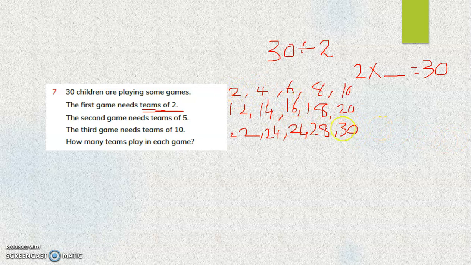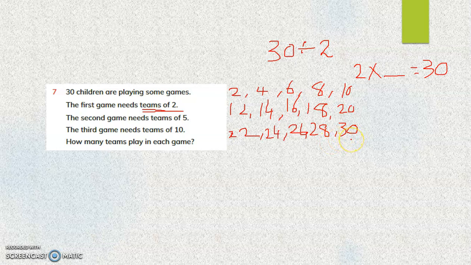You can see when you do skip counting by 2, these are multiples of 2. ഇത് തന്നെയാണ് 2 ones are 2, 2 twos are 4, 2 threes are 6, 2 fours are 8, 2 fives are 10, 2 sixes are 12, 2 sevens are 14, 2 eights are 16, 2 nines are 18, 2 tens are 20. So this is 2 11s, 2 11s are 22, 2 12s are 24, 2 13s are 26, 2 14s are 28, 2 15s are 30.